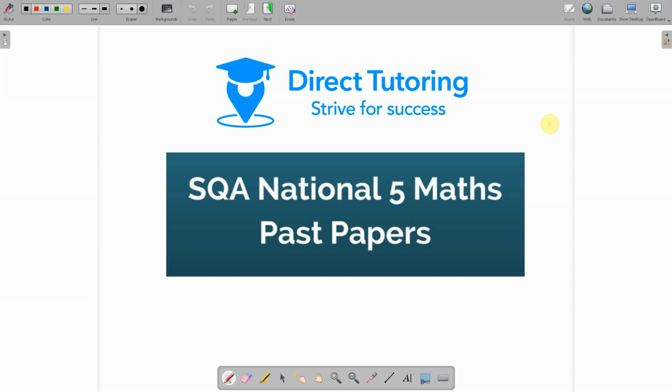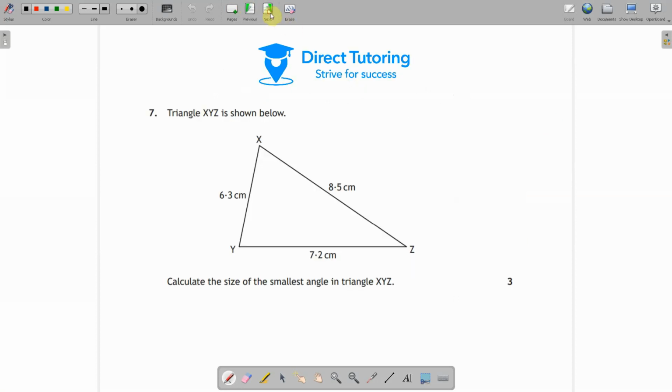Today we're going to have a look at questions 7 and 8 of the 2019 calculator paper. This is the third video out of 8 in which we go through each question and provide full solutions. So if we have a look at question number 7, it gives us a triangle XYZ as shown below, and it asks us to calculate the size of the smallest angle.